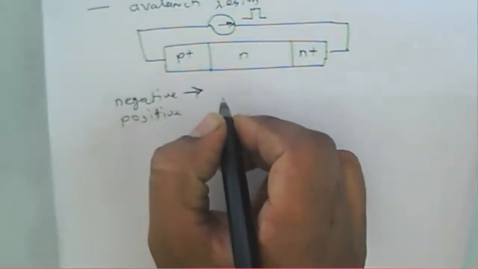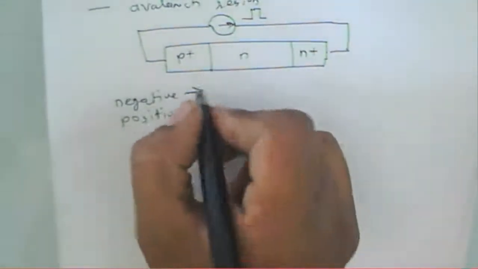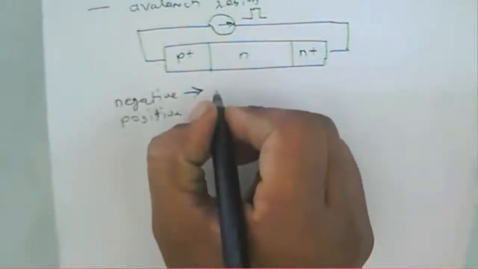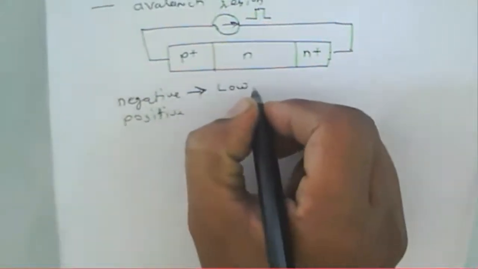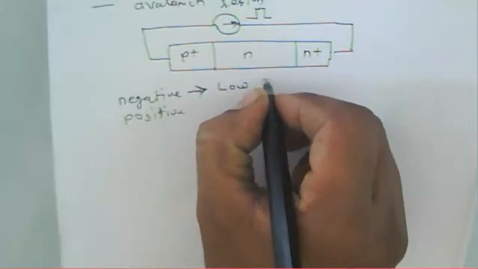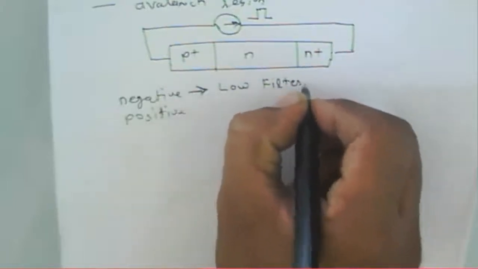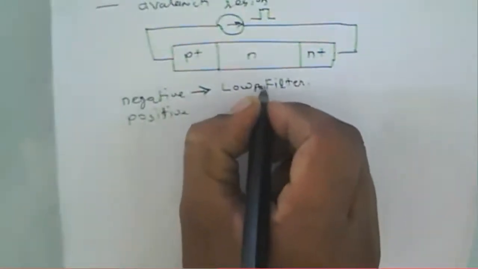When we say the pulse is propagating through this diode, this diode will act as what? It depends on the frequency of that particular pulse, so it will propagate through the diode. That's why we say that the diode will act as a low pass filter.